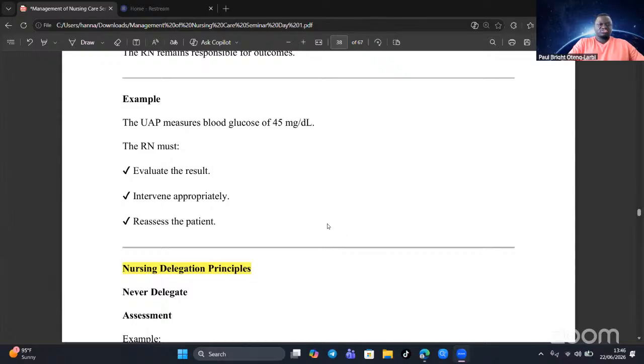So blood sugar checking. Okay. The UAP measures a blood glucose of 45 milligrams per deciliter, hypoglycemia. She came and sat down and was chatting. You did not tell anyone. Yes. So the nurse must check how much it was. Evaluate the results, intervene appropriately, reassess the patient.